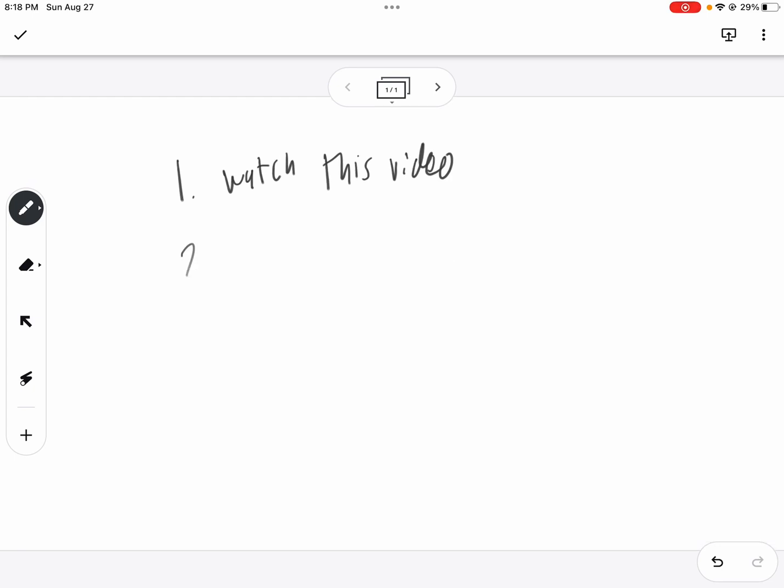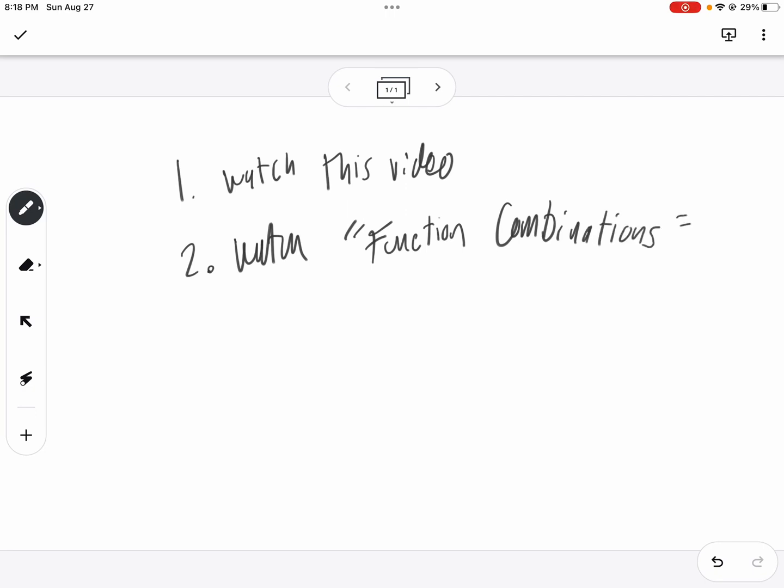The second thing I want you to do is to watch a video Mrs. Fry made called Function Combinations. It's about a 15-minute video. It goes along with your note packet. I don't think it's that tricky of a topic. It's basically like, hey, you have two functions, you can add, subtract, multiply, or divide them. I don't think it's that bad. So the second thing I want you to do is watch that. And then the third thing I want you to do is start working on your problem set.